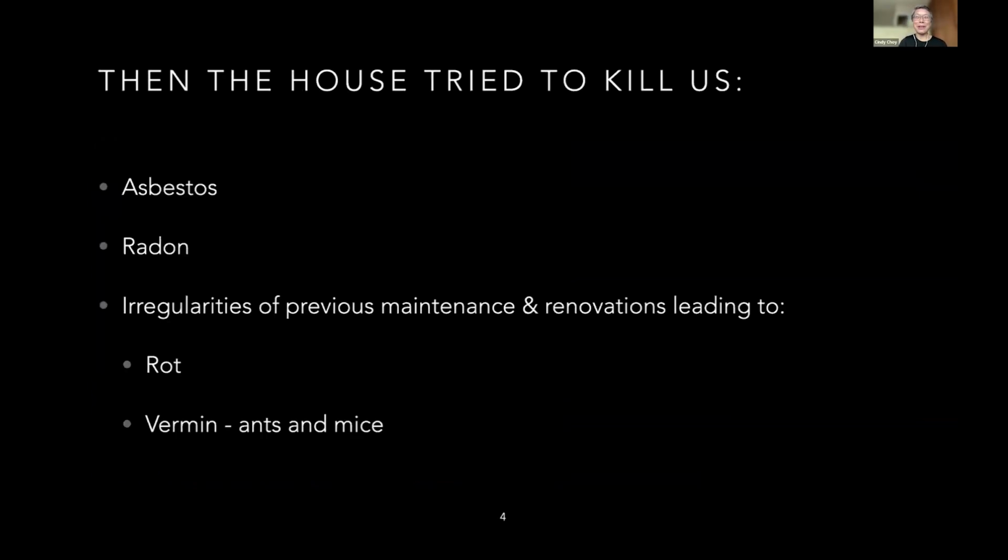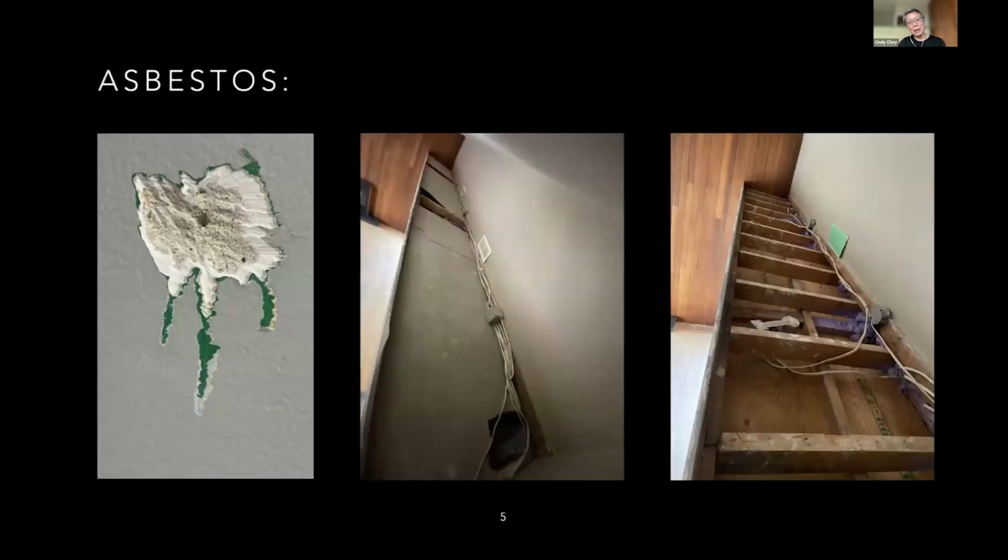So we fell in love with the house, and then the house tried to kill us. There were many things that we expected, like low insulation, but then in the process, we also found asbestos, even though the previous owners had declared that asbestos had been removed. We, by accident, discovered radon in the house, and we'll talk to you about that. And also, having had a 75-year plus history, there was evidence existing in the walls of irregularities of previous maintenance and renovations leading to rot and vermin, ants in particular, but also a good season of mice.